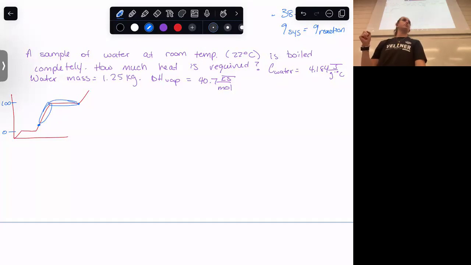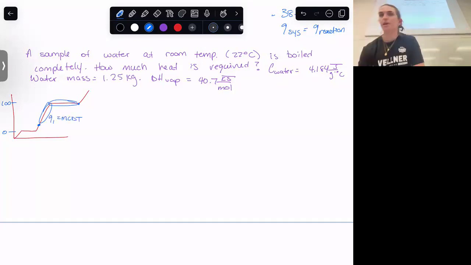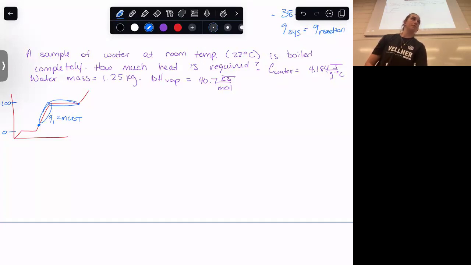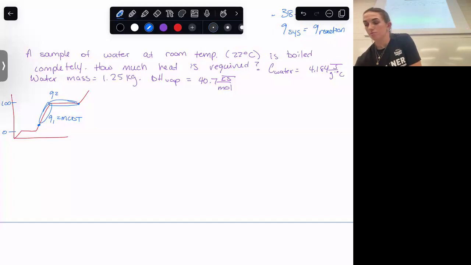So what two equations are we using? Yep, so we use Q1, which is MC delta T, and what do we use for horizontal? Negative delta H equals delta H boiling. Yep, so Q is going to be equal to, what units is our delta H vaporization in? Kilojoules per mole. So is it going to be M or N in front of our delta H? Yep, N delta H vaporization.